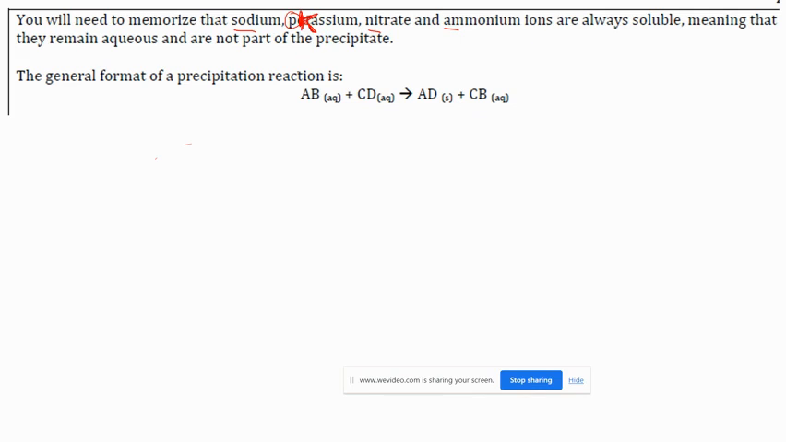Okay? All right. So this is your general format for your precipitation reactions. They're just swapping partners and producing a solid in the process. Okay?